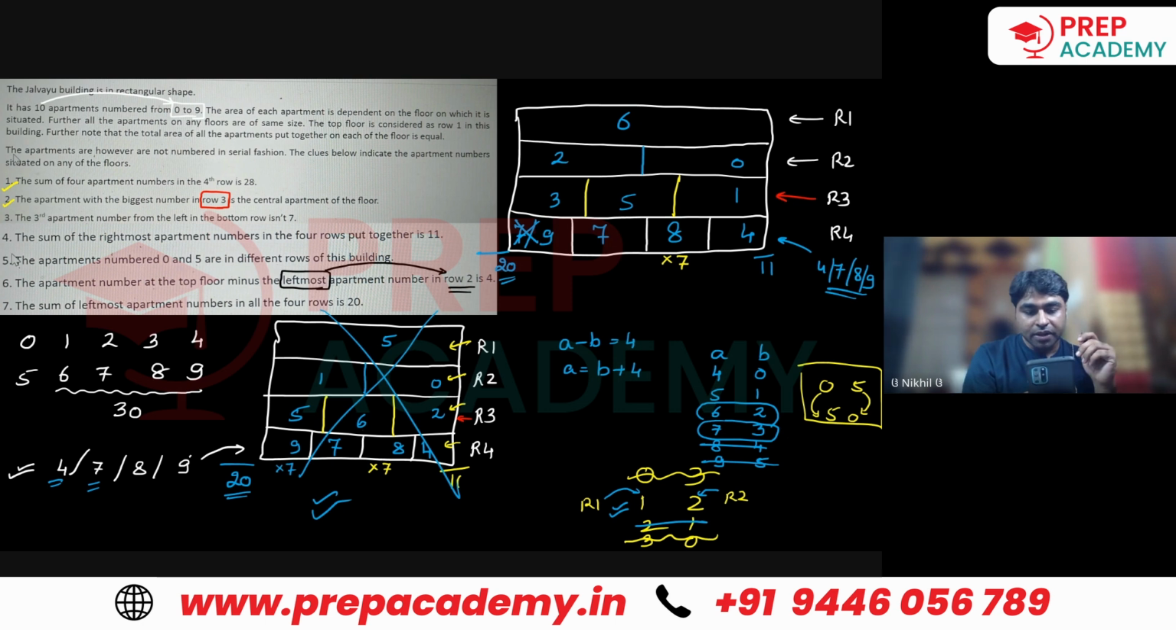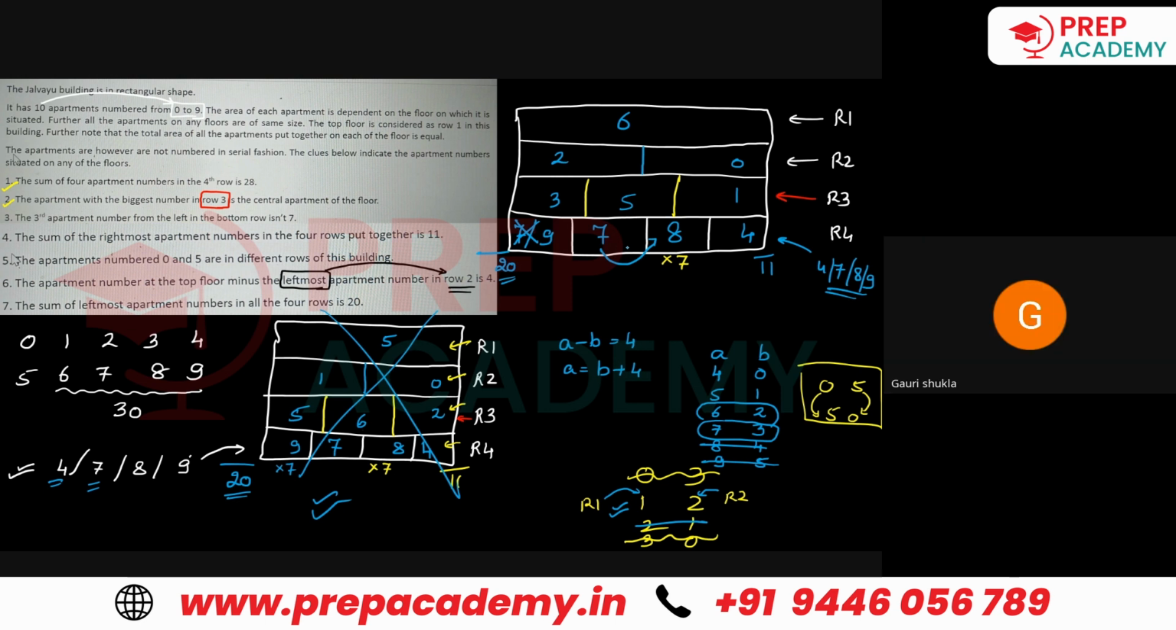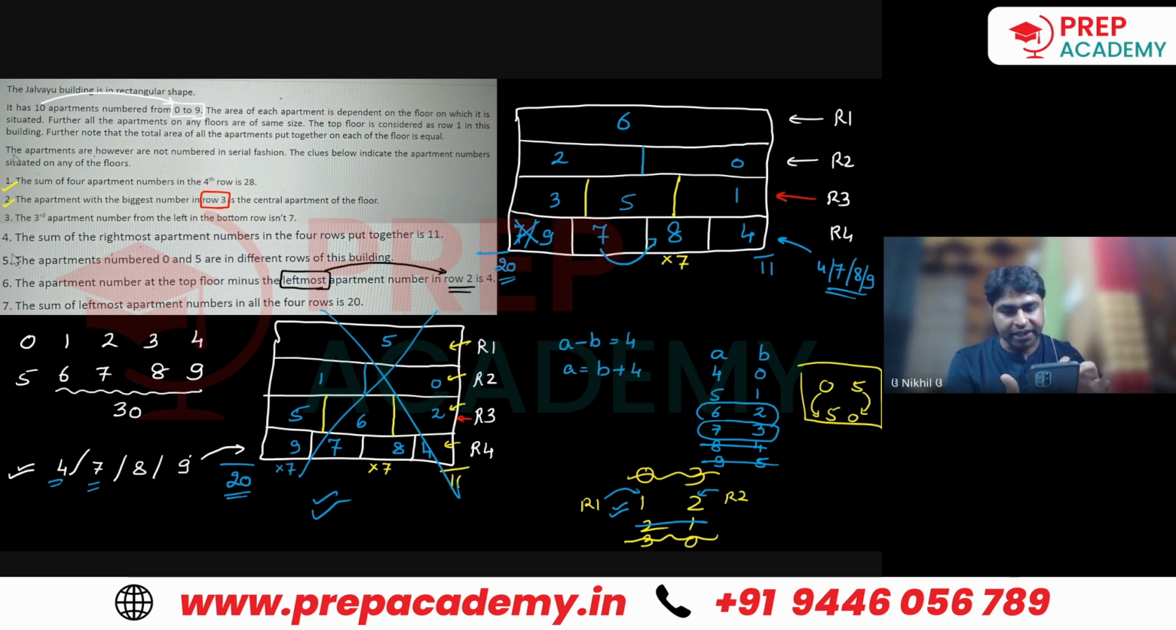What is the sum of the apartment numbers in the bottom row which are not at extreme ends? So that means they're talking about the 7 and the middle 8. 15 would be the answer. Yes. I guess the correct answer has a light on it, but it would be 15.